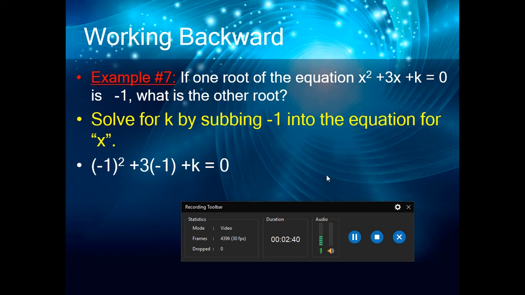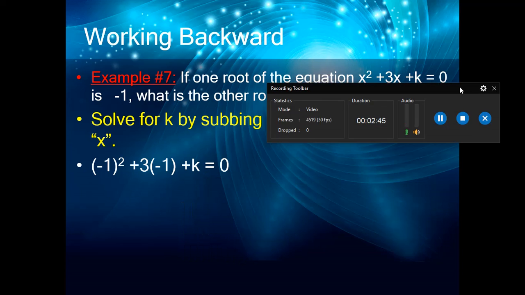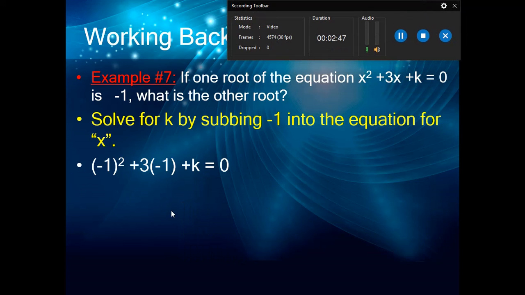So don't forget, when you sub in, we want to use parentheses, especially around a negative number. So I'm going to have +1 minus 3 plus k equals 0. And we're just going to simply solve for k at this point. I'm going to combine like terms. And I know that k is 2. So now we're going to follow up and finish this equation.